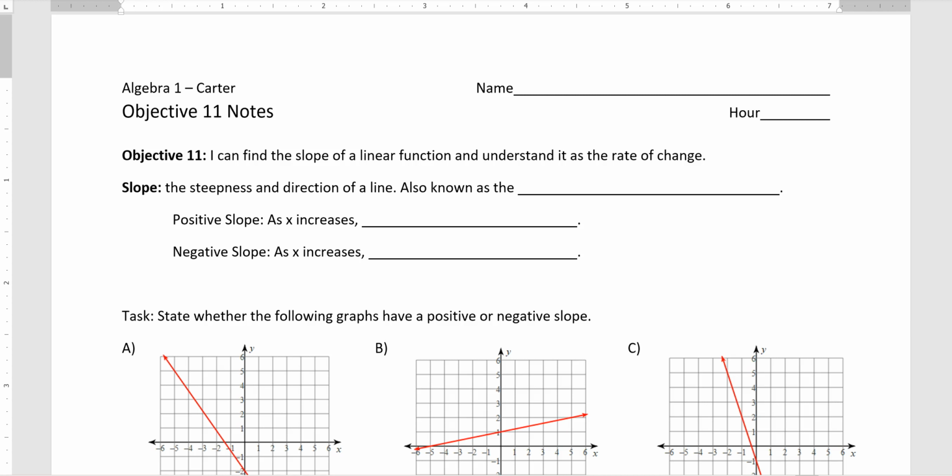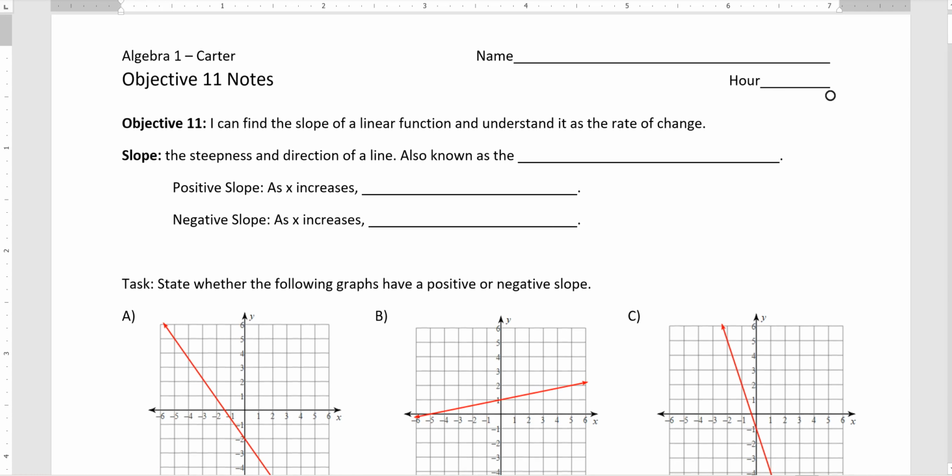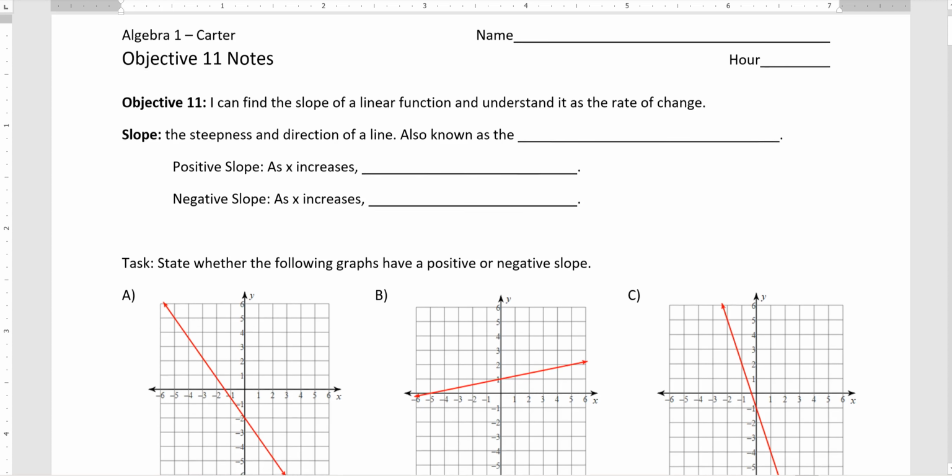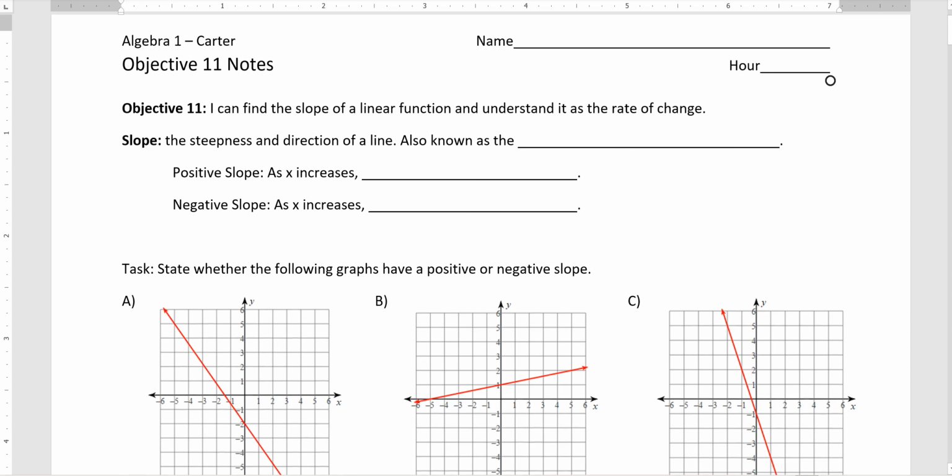Now, Objective 11 says, I can find the slope of a linear function and understand it as the rate of change. So that's what we're going to talk about today, slope. And that's an idea we might be familiar with. We're going to really hit it home, make sure we have a really solid understanding moving forward this year. All right? So slope can be defined as the steepness and direction of a line. And it's also known as the rate of change. So I'll use those words interchangeably. Rate of change, slope, they mean the same thing here.